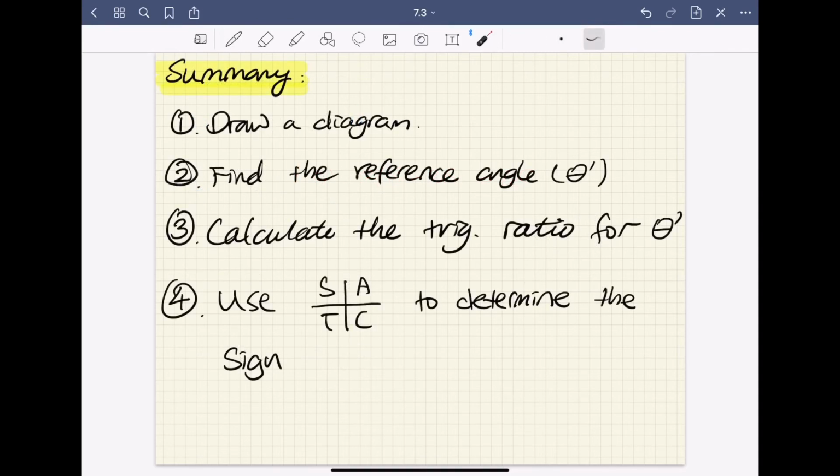Okay, here is a summary of how to calculate the trig ratios. First of all, we need to draw a diagram showing the angle in standard position, so we know where the angle is. Second, we need to find the reference angle, theta prime. After we find the reference angle, we need to calculate the trig ratio for the reference angle. Then we'll need to use this ASTC chart to determine the sign of the actual question.